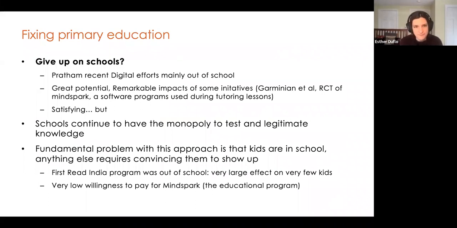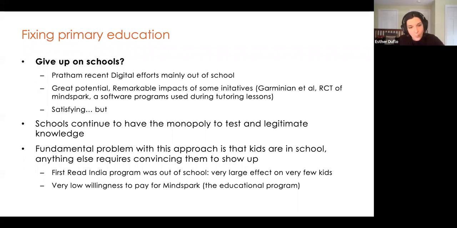So now we are getting closer to a conclusion, especially if we want to give some time for questions. So let me think about the success of Pratham. The success of teaching at the right level is instrumental, meaning that it leads to good policies that can be scaled up in other places and hopefully will improve learning levels. But it only improves learning levels to some extent.